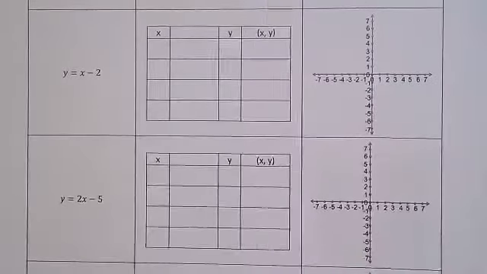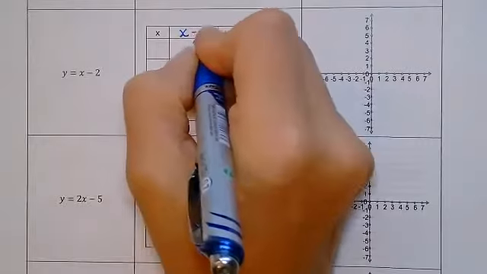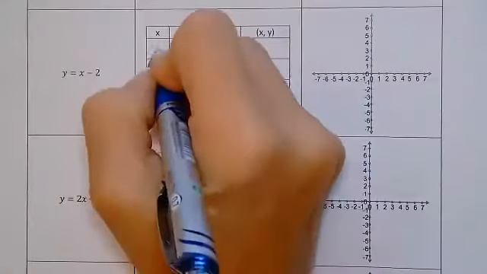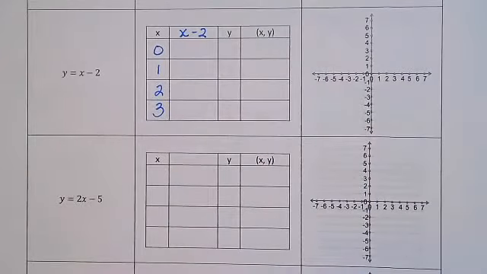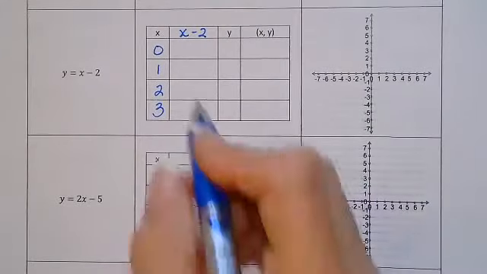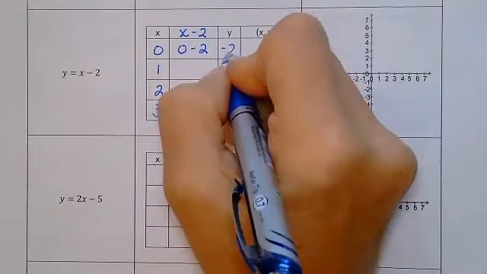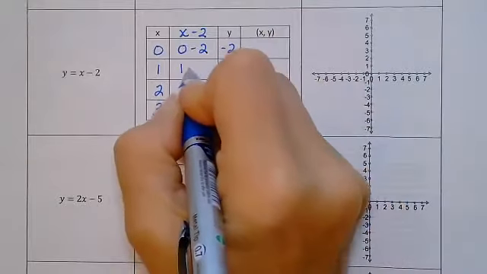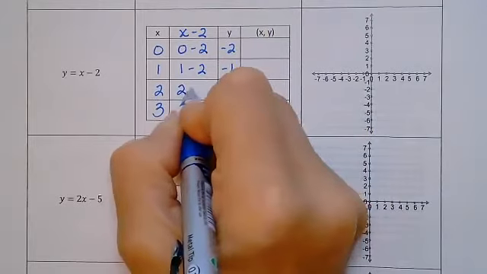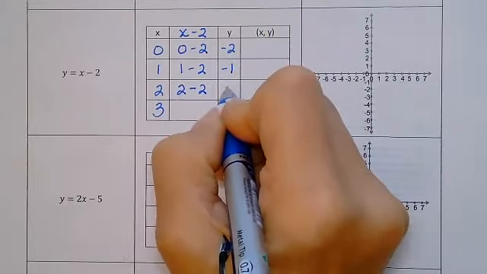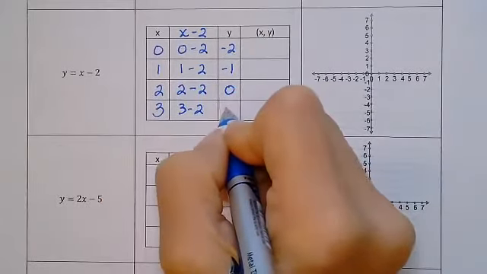Okay, let's do the next one. Our function is x minus 2. Keep it simple. We're going to use 0, 1, 2, 3. You can pick any values. Okay, let's substitute. Instead of x, I'm going to do 0 minus 2, which is negative 2. 1 minus 2 is negative 1. Input 2, subtract 2, I get 0. Input of 3, and 3 minus 2 is 1.